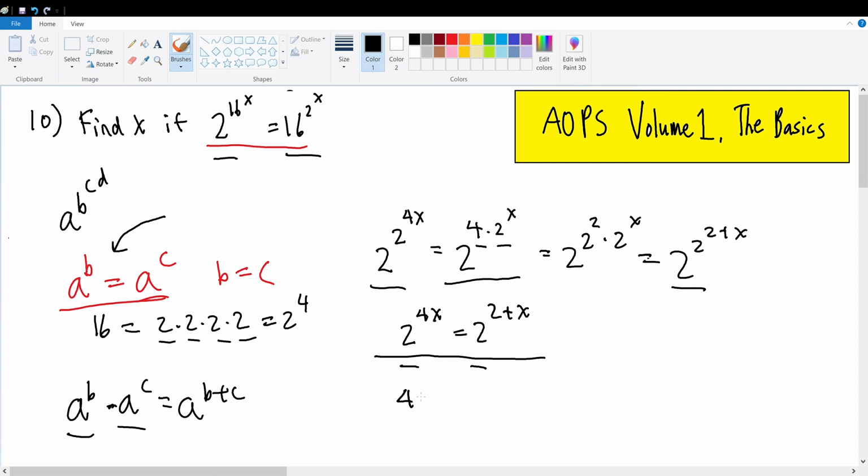Therefore, 4x must be equal to 2 plus x, and rearranging this, we get 3x must be equal to 2. X must have a grand total of 2 over 3. The solution to our question.